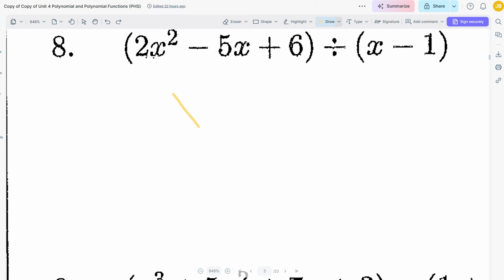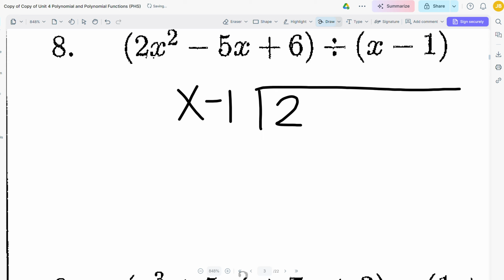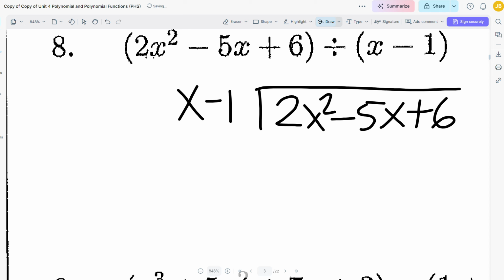So we're going to have x. Oh, let's use a different color. Alright, so we're going to have x minus 1, 2x squared minus 5x plus 6. And again, step by step, I'm going to take this x and try to make just that x into a 2x squared. So what I need to be thinking of is, how do I make an x into 2x squared?